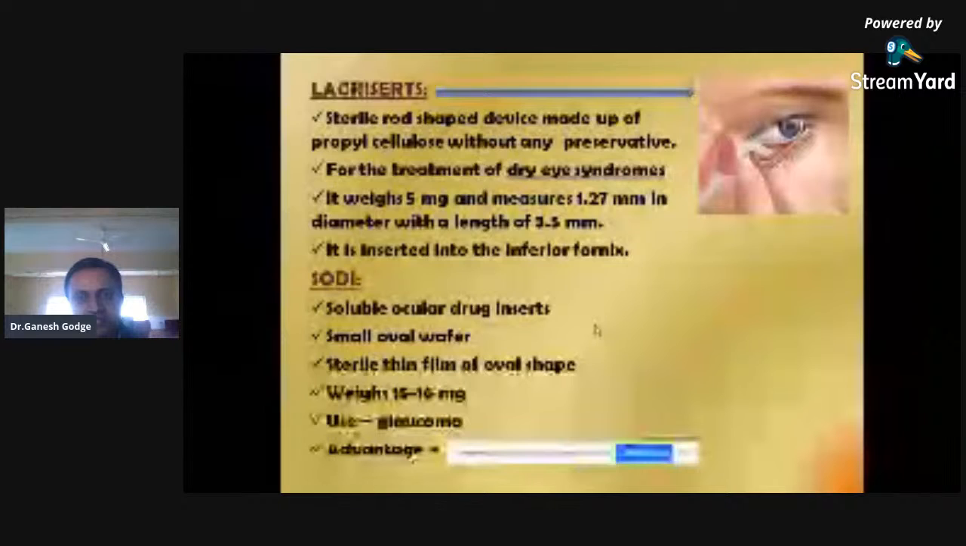Now minidiscs are contoured discs with convex front and back surfaces. The diameter of a minidisc is around 4 to 5 millimeters. The composition is silicone based, a pre-polymeric alpha type device.